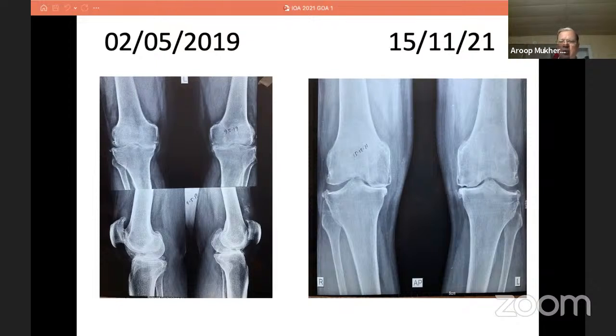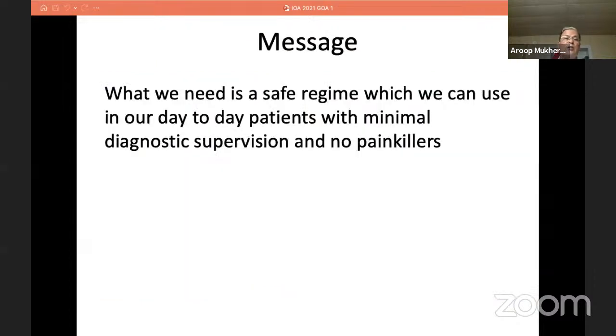Only I am at a loss of monetary funds from the patient, that is true. But my patients are very thankful to me that aapne mera operation bacha liya. Everybody will suggest this lady to go through a total knee replacement, which I have avoided in this stage. What we need is a safe regime, which can be used in our day-to-day patients with minimal diagnostic supervision and no painkillers. No painkillers. I never give my patients a single tablet of even Crocin.